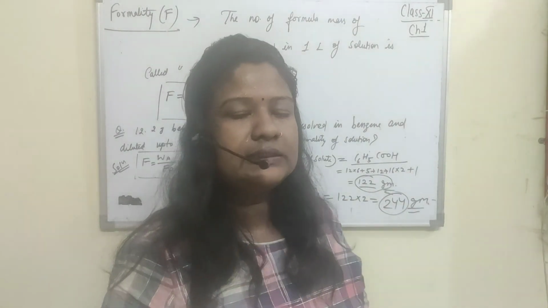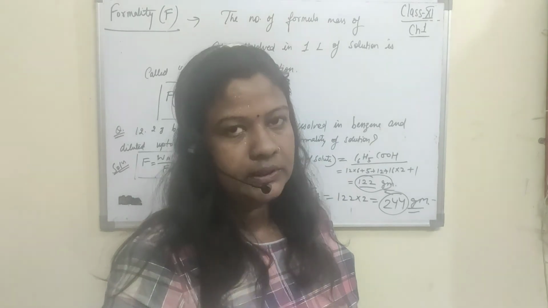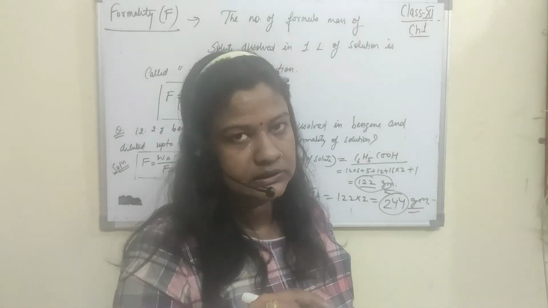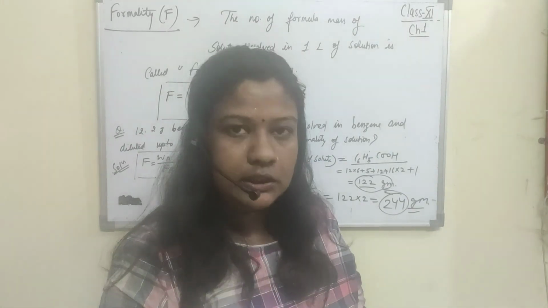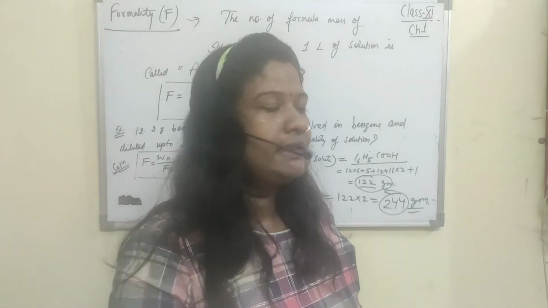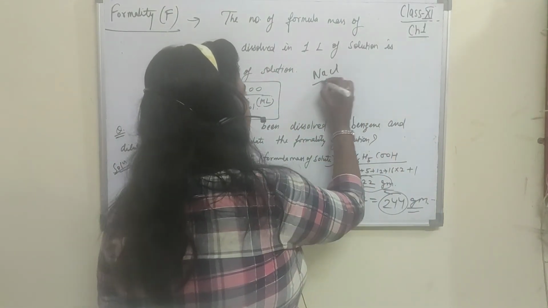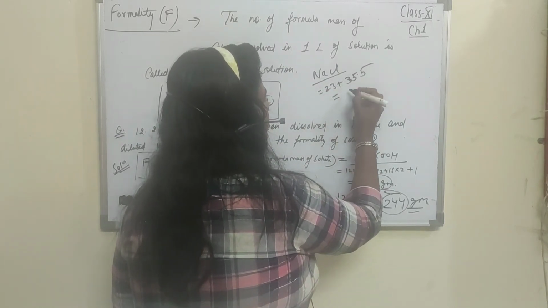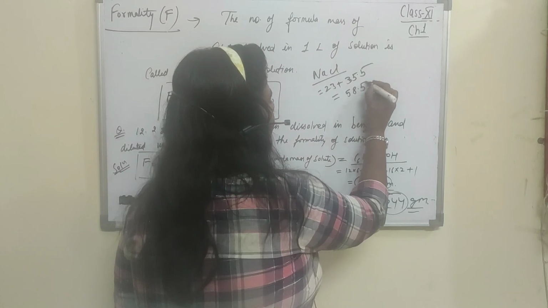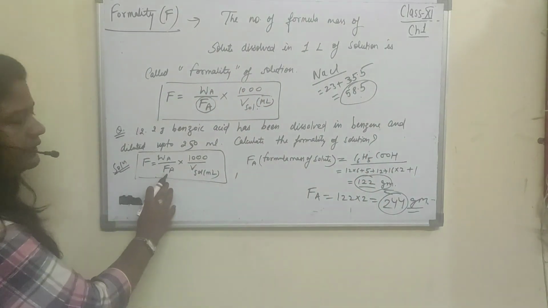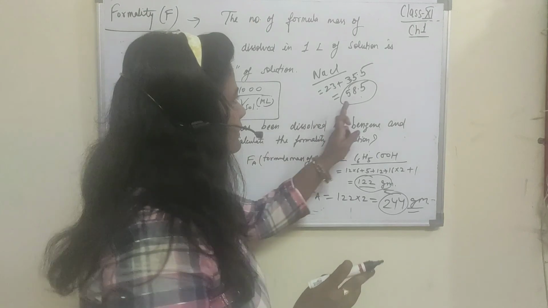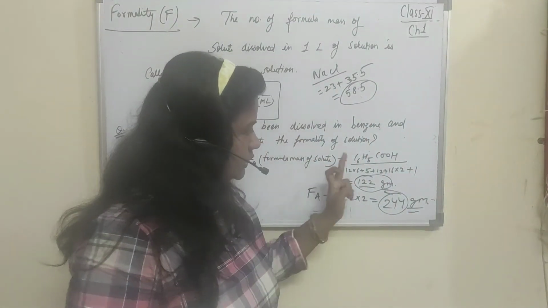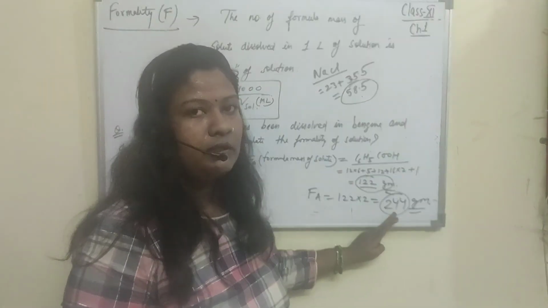But if NaCl is there in place of benzoic acid or acetic acid, if it is an ionic salt, then it does not show association. So what is its formula mass? The formula mass of NaCl is 23 plus 35.5. It means 58.5. So we will use 58.5 in place of Fa, we will not double it. But for molecules that show association, we will use the double formula mass.